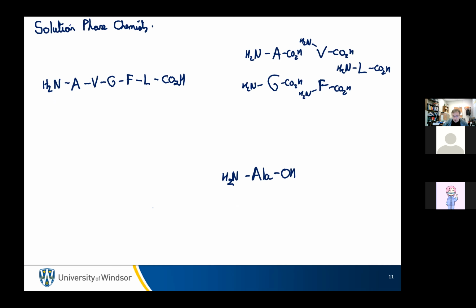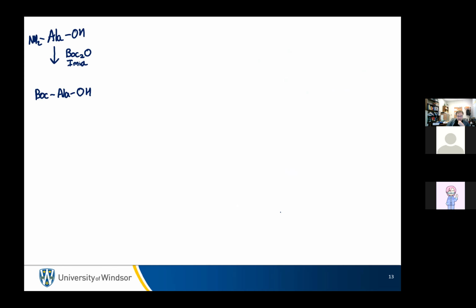I skipped a slide. Okay. So now you've protected your alanine. What's the next thing you want to do? The carboxylic group should be protected. On which one? On valine, you want the carboxylic acid protected, because you don't want it to react with this one, right? So you want valine, NH2, OH, and you want to protect the carboxylic acid.